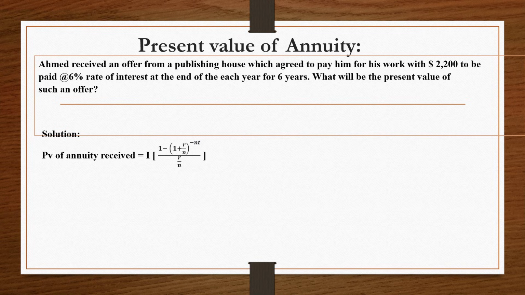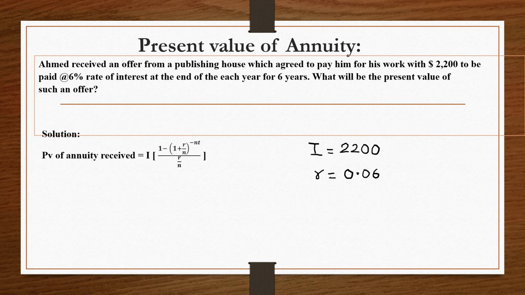Third step, we will write down the values of all the things which are provided. The first is I. What is my I? I here given is $2,200, so my I, the amount of investment, is 2,200. The next is R. R is nothing but the rate of interest. Rate of interest here is 6%. 6% means 6 divided by 100, so it will come to 0.06.